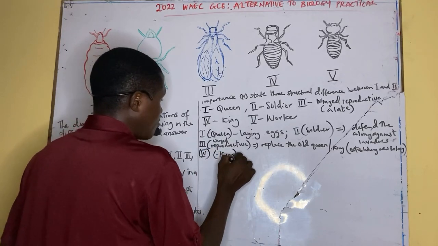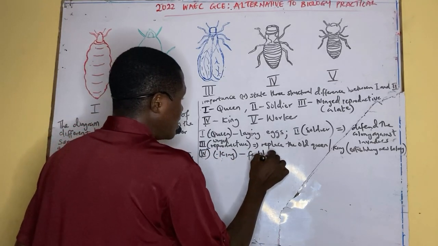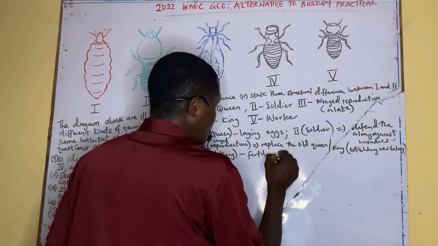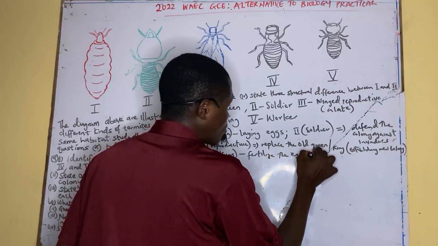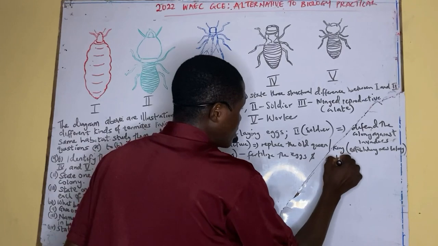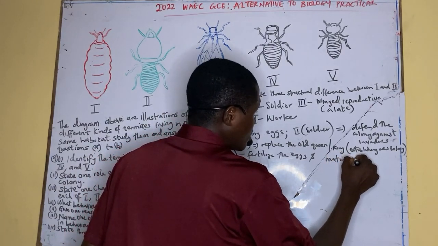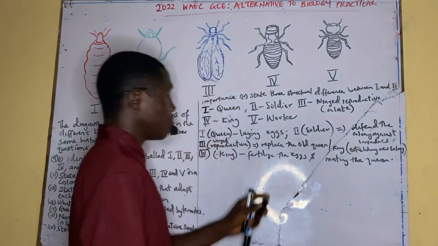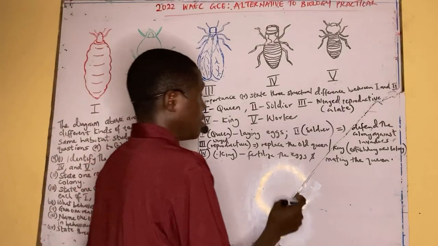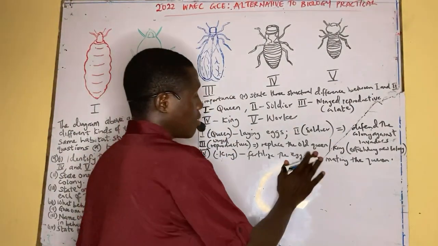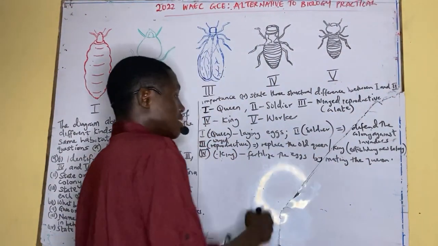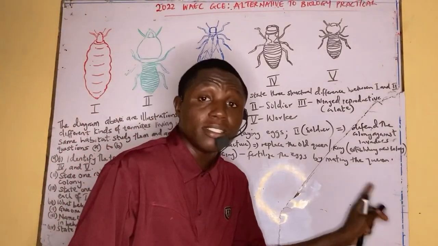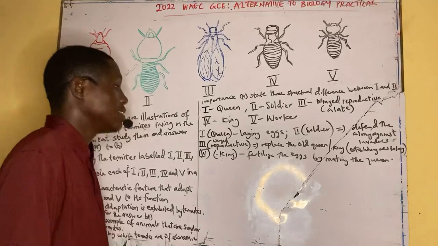the king, fertilizes the eggs, and also by mating the queen. They fertilize the egg by mating the queen. Or you can write fertilizing the egg, mating the queen. Whichever the case, it just means that they fertilize the egg and mate the queen.